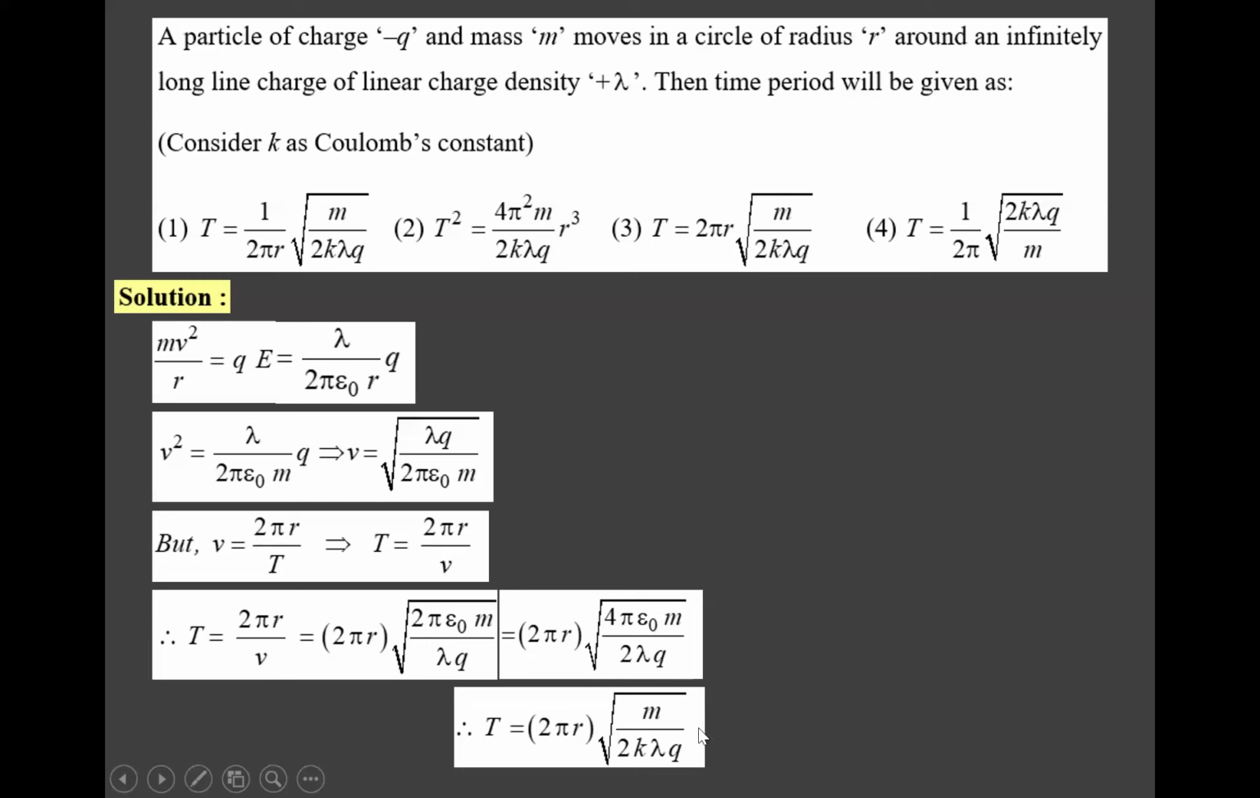Now see the options. As per the given options, our answer matches with option 3. So our answer is option 3. Clear, children?